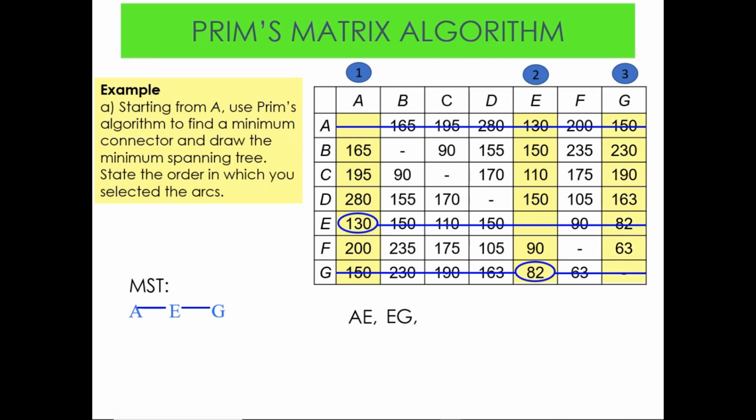You're then looking down all 3 of these, looking down A, E, and G for the smallest out of those. We've got 63 in column G. So that's the one that we're going to circle. We're going to cross out row F and label up F with a 4. And we've added on GF to our minimum spanning tree. So just added it on, and we've got a list there.